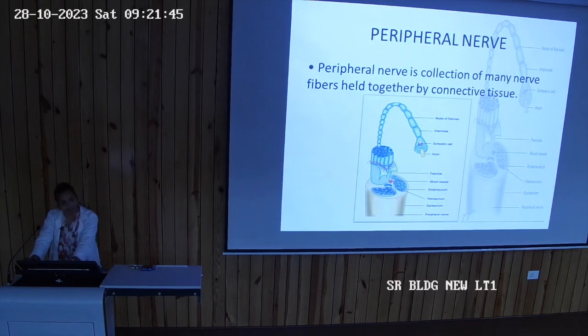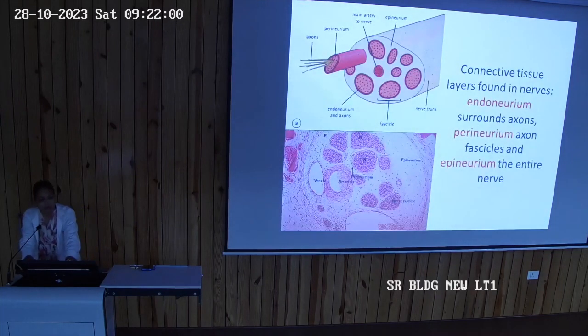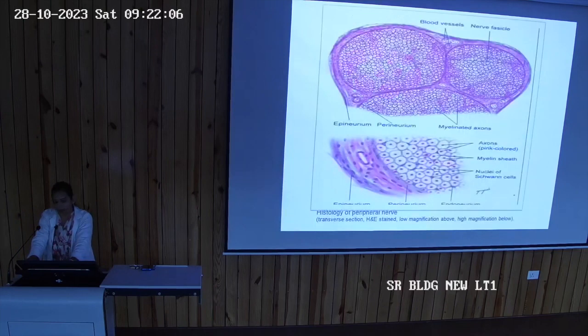Epimysium is in the muscle and here it is neurium. Yes, so we have endoneurium, perineurium and epineurium. Outermost is epineurium, then perineurium and then endoneurium. So the connective tissue layers one by one from inside out are endoneurium, then perineurium and then epineurium.